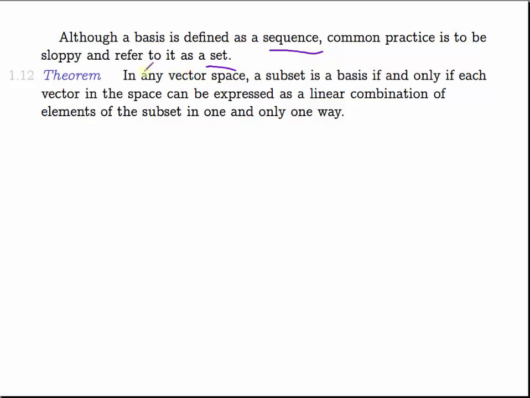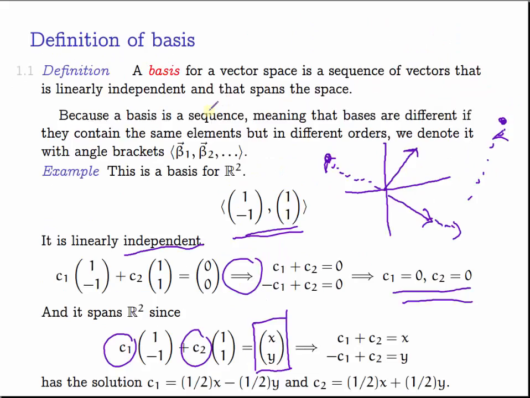So here's our first theorem. In any vector space, a subset is a basis if and only if each vector in the space can be expressed as a linear combination of elements of the subset in one and only one way. Before we move on to the proof, let's look back at our definition of basis to remind ourselves. A basis for a vector space is a sequence of vectors that's linearly independent and spans the space.